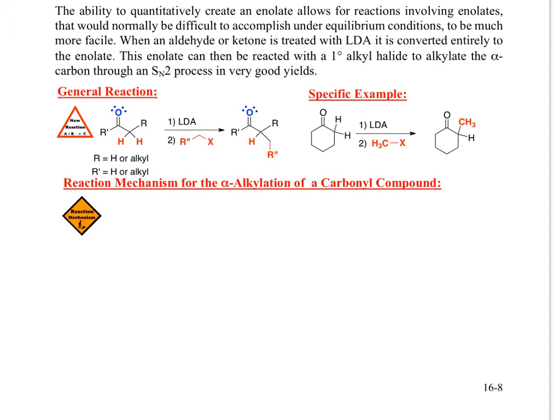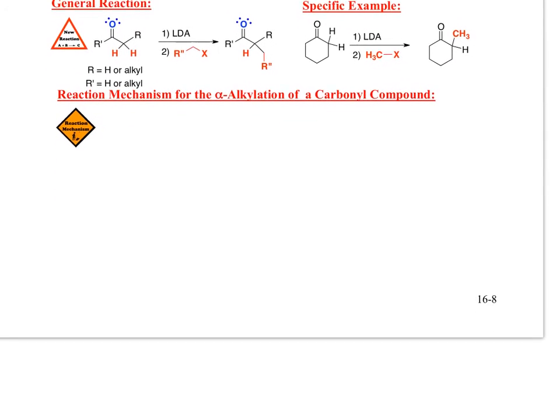And here's a specific example. If we've got cyclohexanone and we first treat with LDA, we quantitatively make the enolate, and then if we treat it with methyl X, where X is bromine, iodine, etc., we will put a methyl group on the alpha carbon. So what's the mechanism for this?